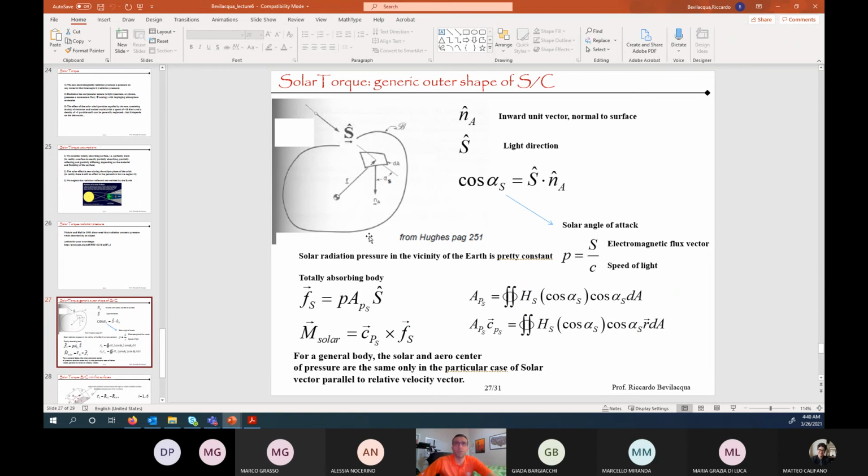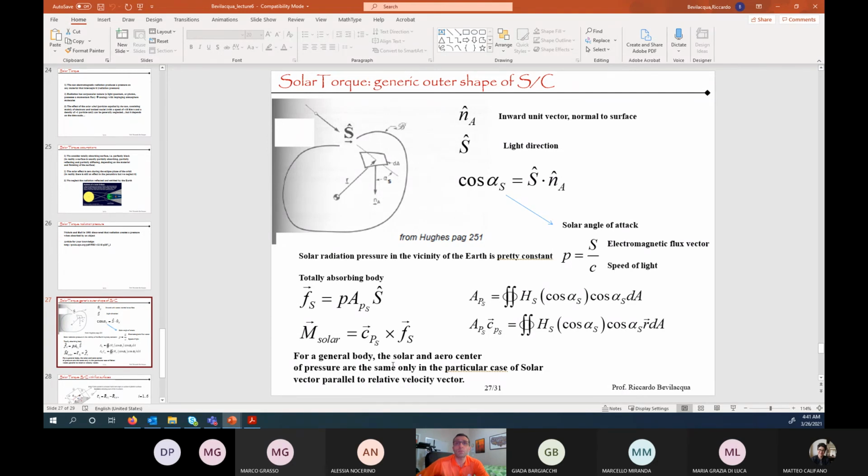Same scenario. Now, instead of relative velocity, you have the direction of light coming to the spacecraft. We talk about electromagnetic flux vector, speed of light, to model P, the force on the infinitesimal surface, or rather safe surface, so we skip a few steps here, is P, A_P, direction of the light. A_P is the projected area, like we did before, and similarly we introduced the concept of center of pressure with this integral, which is basically a weighted average of the position vector, where the weight is this ugly expression here, h cosine of alpha times cosine of alpha.